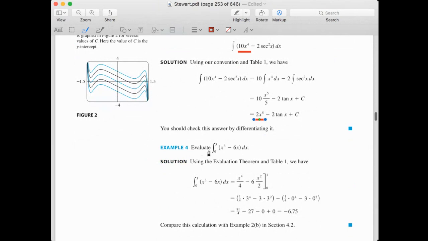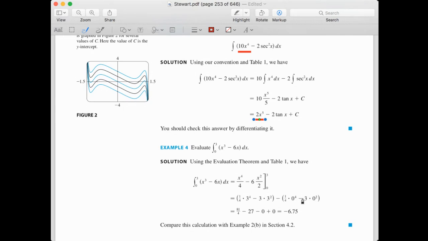Let's see this one. Evaluate the integral from 0 to 3 of x cubed minus 6x. We did this one before by using the definition and the theorem. Now let's just use this evaluation rule. The antiderivative of x cubed is a quarter x raised to 4. The antiderivative of negative 6x is negative 3x squared. Then we evaluate at 3, evaluate at 0, and subtract them. So a quarter times 3 raised to 4 minus 3 times 3 squared, minus a quarter times 0 minus 3 times 0.